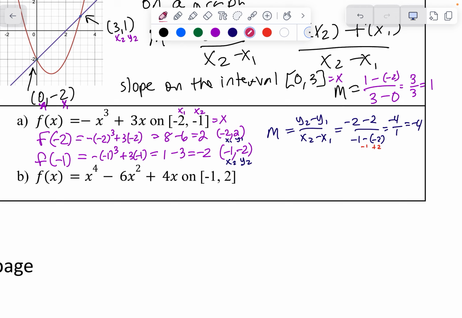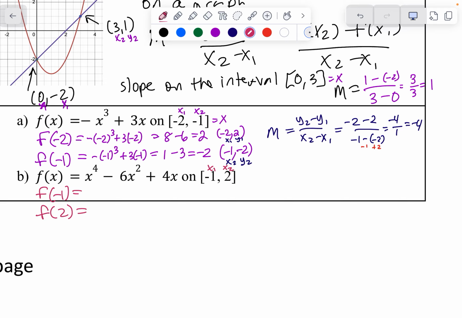So our x1 is negative 1, our x2 is 2. We got to plug those in. So we're going to do f of negative 1 and f of 2. You just plug them in, see what the values are. Watch when you plug them in, especially when you plug in a negative. Are you plugging them in correctly?